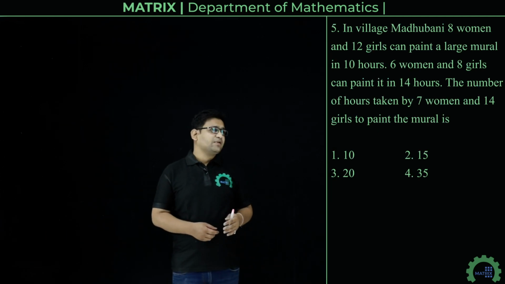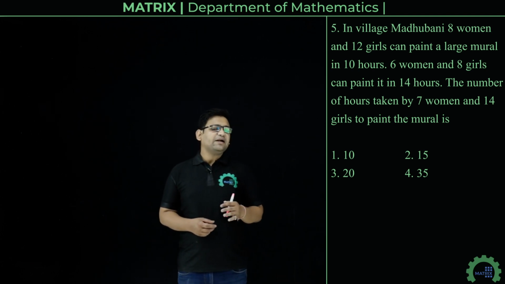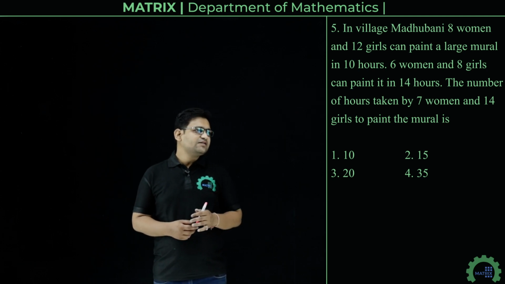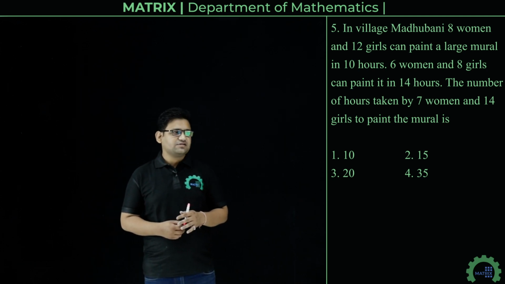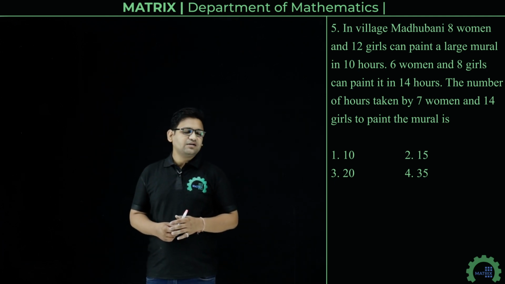Next question is, in village Madhubani, 8 women and 12 girls can paint a large mural in 10 hours and 6 women and 8 girls can paint it in 14 hours. We need to find the number of hours taken by 7 women and 14 girls.